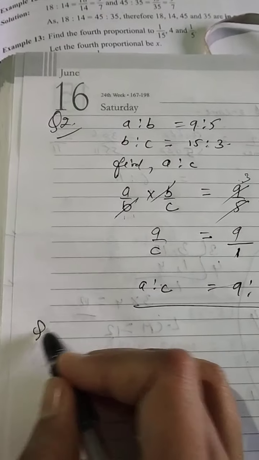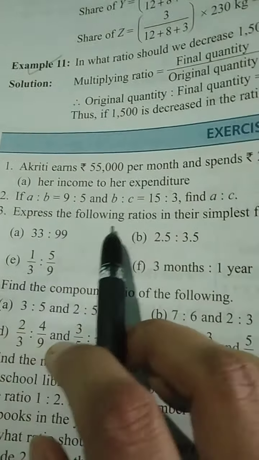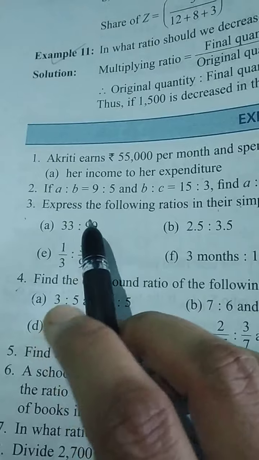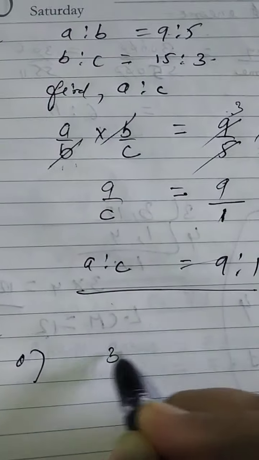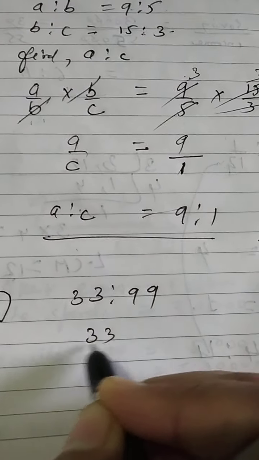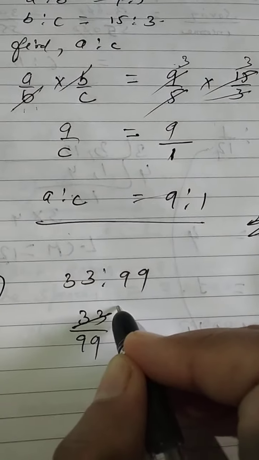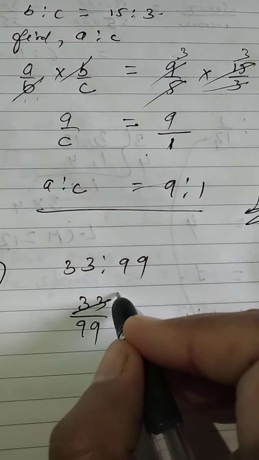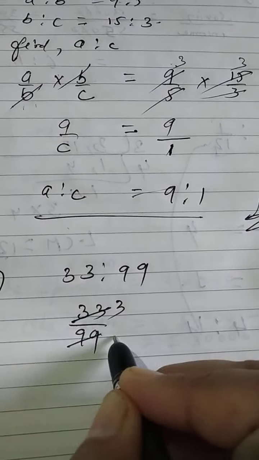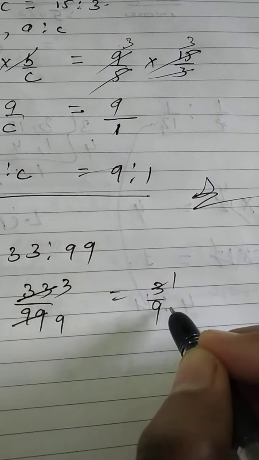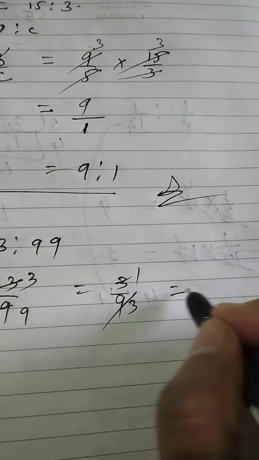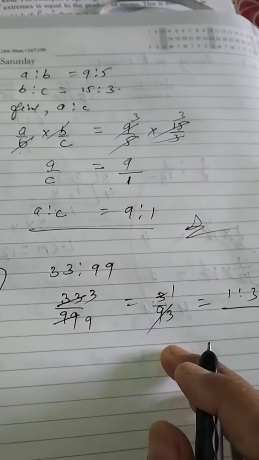Okay, now question number 3. You have to express the following ratio in the simplest form. How can you express it in simplest form? Very simple. I have given you just now two examples. 33 by 99. By the table of 11, 3 11s are 33, 9 11s are 99. 3 by 9, 3 1s are 3, 3 3s are 9. Okay, 1 is to 3 is the simplest form.